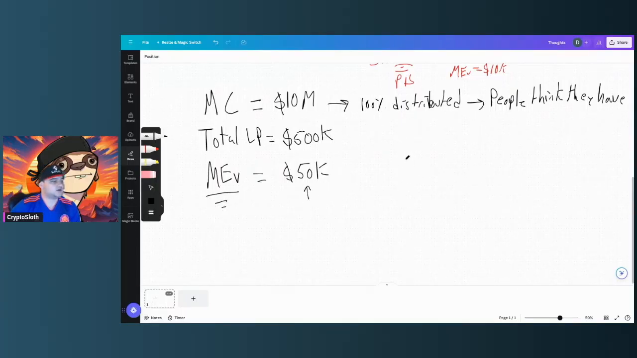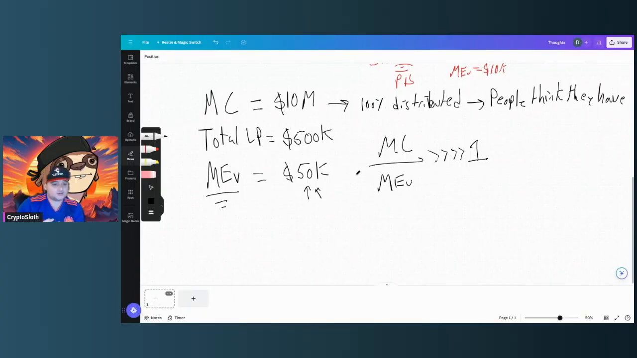So if we take the maximum extractable value, actually, let's do market cap. If we do the market cap over the maximum extractable value, we get a number that is, in this scenario, much greater than 1, because 10 million divided by 50K is a number greater than 1. It's really, really greater than 1. And that means there is more money that people think that they have versus what's backed by this value.